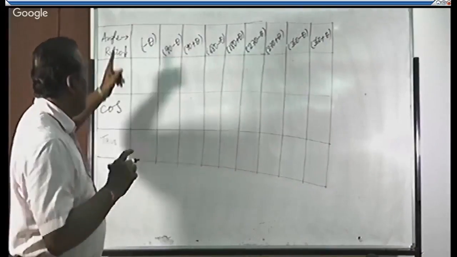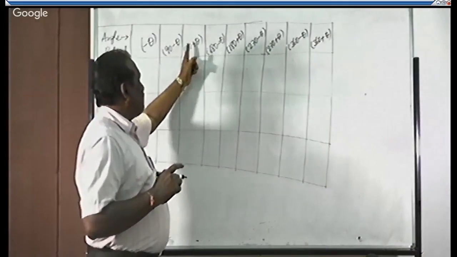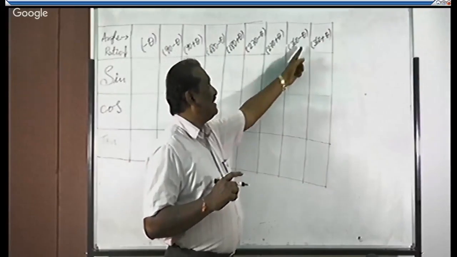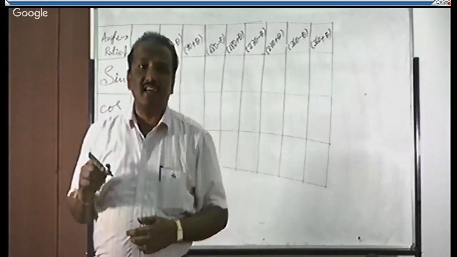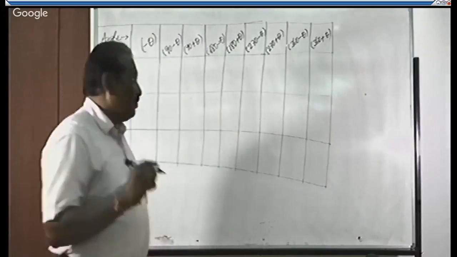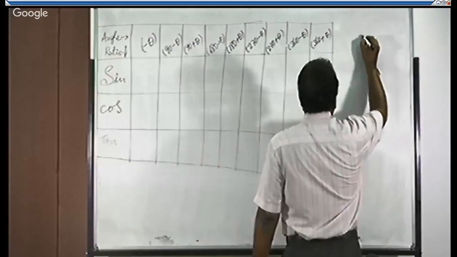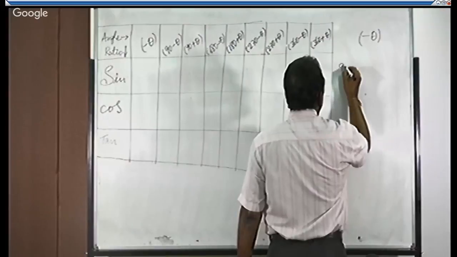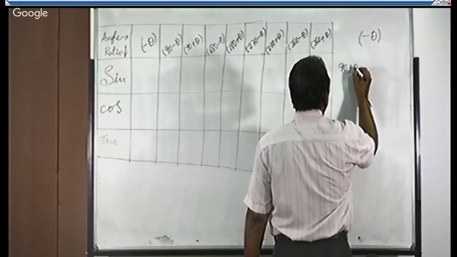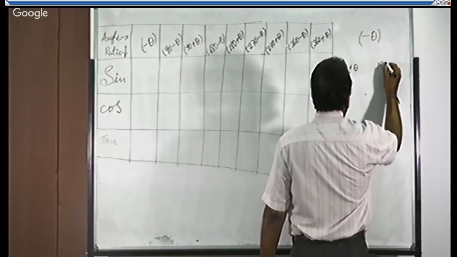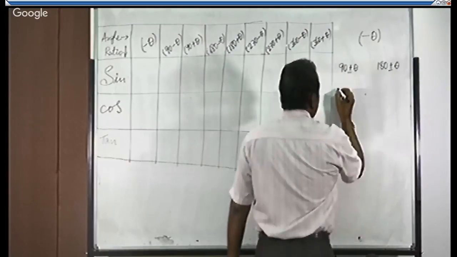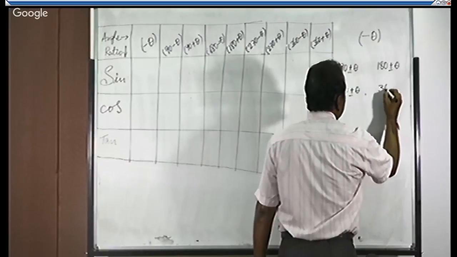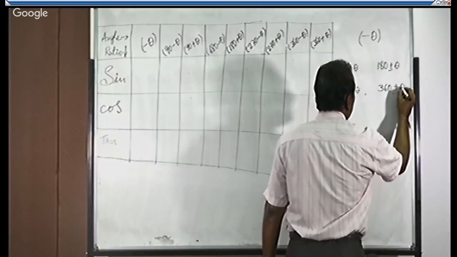As we all know, minus theta, 90 plus or minus theta, 180 plus or minus theta, 270 plus or minus theta, 360 plus or minus theta are the allied angles. I will write those angles once again. Which are the allied angles allied to theta? One is minus theta, another one is 90 plus or minus theta, one more is 180 plus or minus theta, then 270 plus or minus theta, and 360 plus or minus theta.